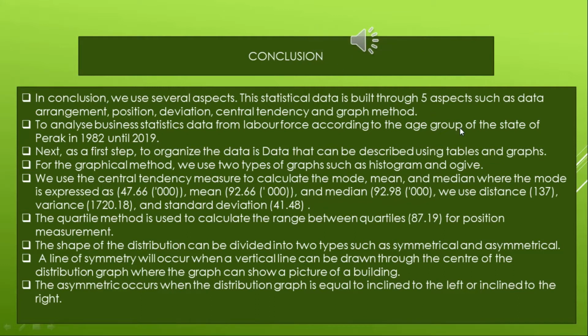Conclusions. In conclusion, we use several aspects. The statistical data is built through five aspects such as data arrangement, position, deviation, central tendency, and graph method. To analyze business statistic data from labor force according to the age group of the states of Perak in 1982 until 2019. Next, as a first step to organize the data is data that can be described using tables and graphs. For the graphical method, we use two types of graph such as a histogram and an ogive.